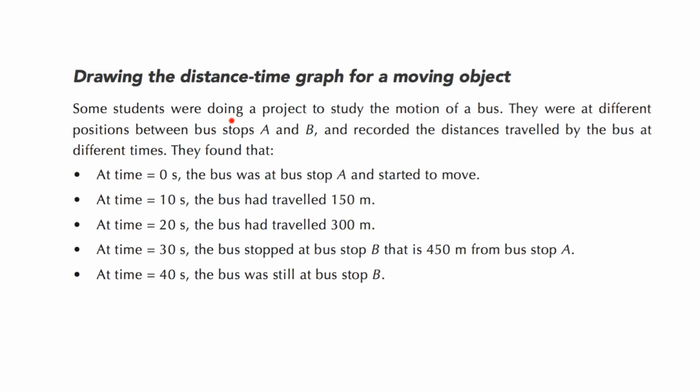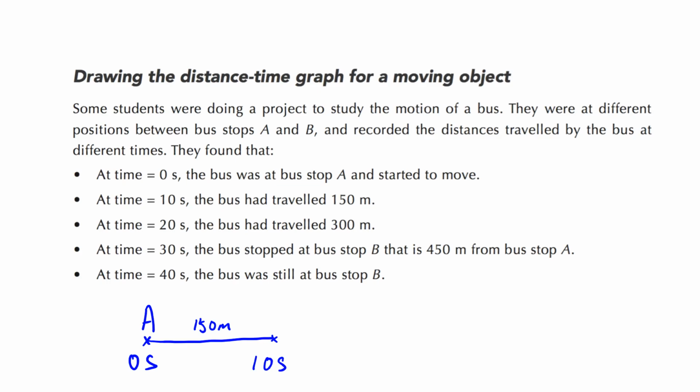Right now some students are doing a project studying the motion of a bus. They were at different positions between bus stop A and B and recorded the distance traveled by the bus at different times. At time 0 seconds, the bus was at bus stop A and started to move. At time equals 10 seconds, it had traveled 150 meters. So after 10 seconds, it will be 150 meters away from bus stop A.